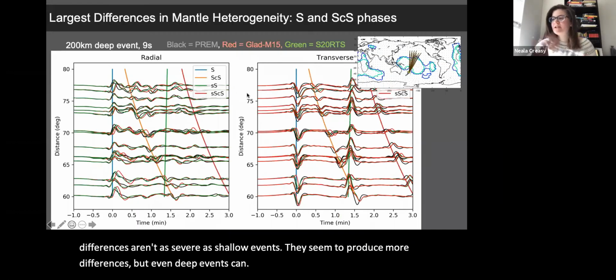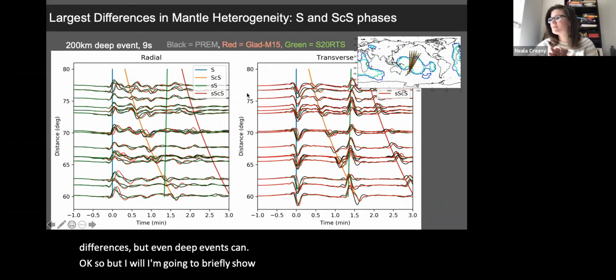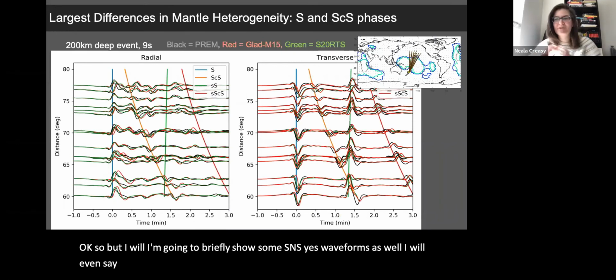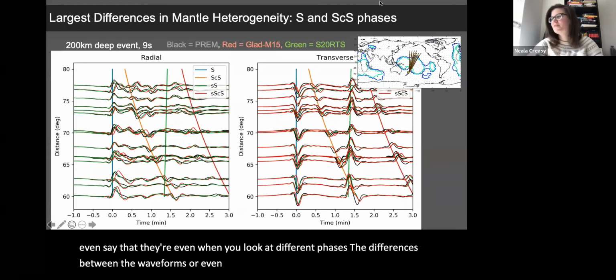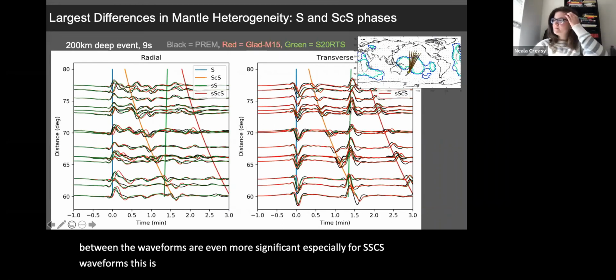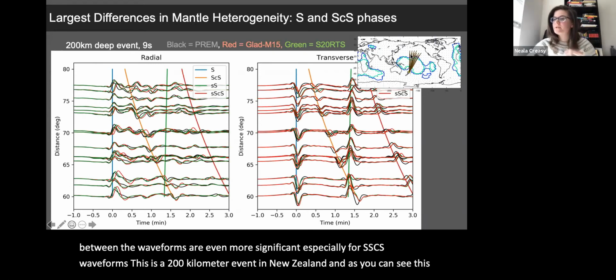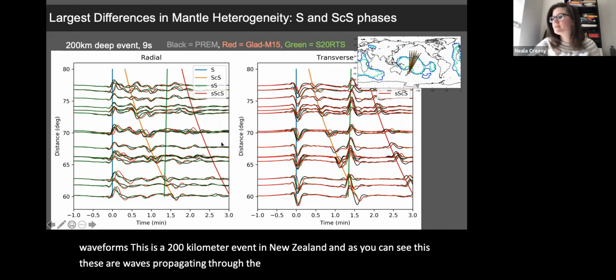Okay, but I'm going to briefly show some S and SCS waveforms as well. I will even say that when you look at different phases, the differences between the waveforms are even more significant, especially for S and SCS waveforms. This is a 200-kilometer event near New Zealand. And as you can see, these are waves propagating through the Pacific Large Low Shear Velocity province.